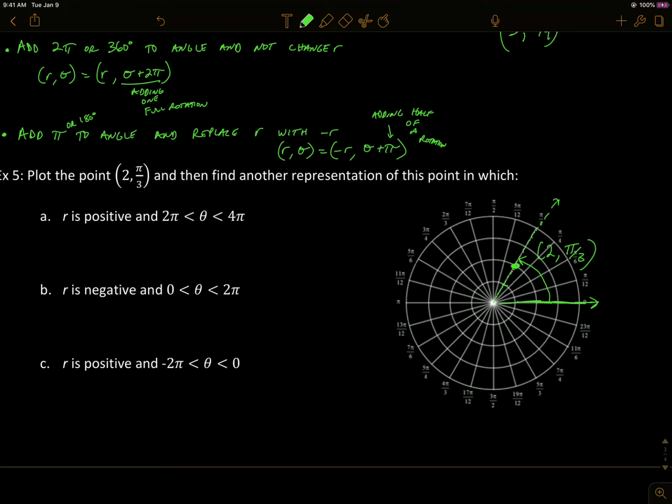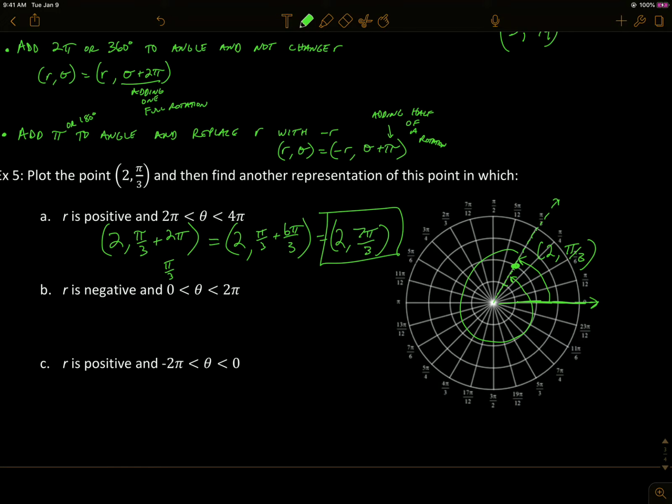Okay. Now for part A, they want us to find an r that's positive and the theta that's between 2 pi and 4 pi. So what I'm going to do is I'm going to add 1 full rotation to this, end up at the same spot, and not change r at all. So my r will still be 2, but if I add one full rotation onto pi over 3, it's going to be pi over 3 plus 2 pi. So I can rewrite that as 2, and then pi over 3 plus, if I change this to over 3, it's going to be 6 pi over 3. So then it's going to be 2, comma, 7 pi over 3. Okay, so that fits my criteria. R is positive, and now I have a theta that's in between 2 pi and 4 pi, because 7 pi over 3 is in between those two.